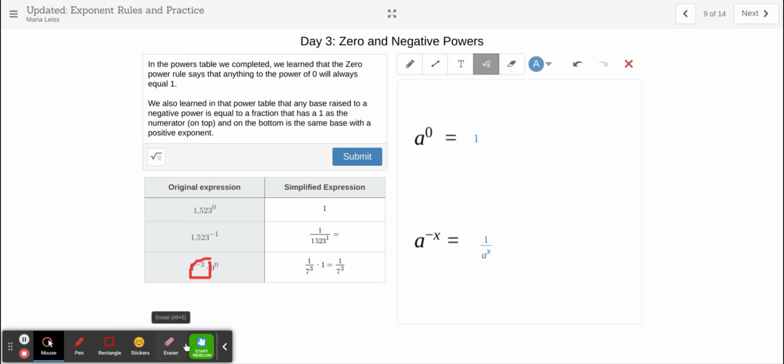That's all there is to do on this slide. It's just to refresh our memories for that rule. And again, that's the zero and negative powers rule.